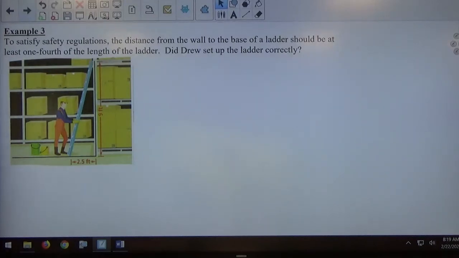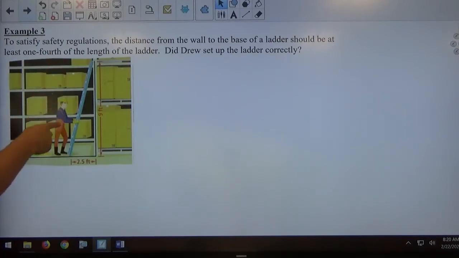All right, example 3. To satisfy safety regulations, the distance from the wall to the base of a ladder should be at least 1/4 of the length of the ladder. Did Drew set up the ladder correctly? All right, so what we're looking at here, this distance from the wall to the base of the ladder should be at least 1/4 of the length, right? So 1/4 or more, right?